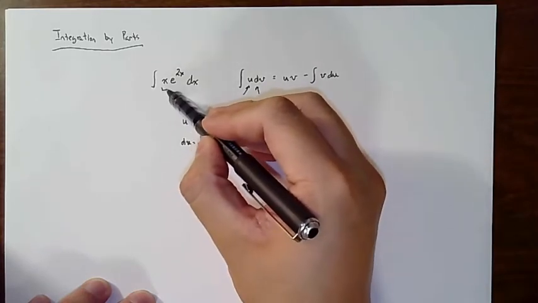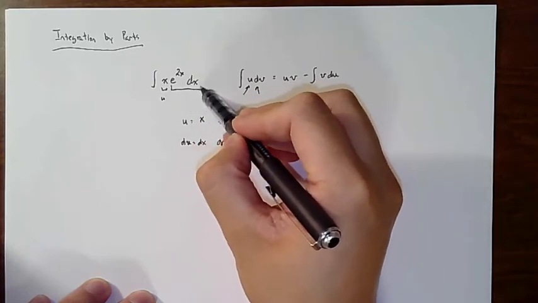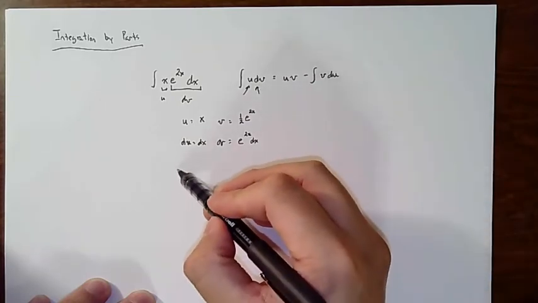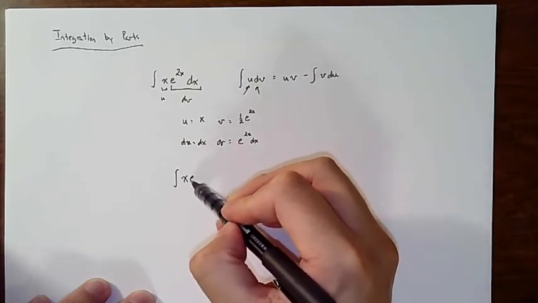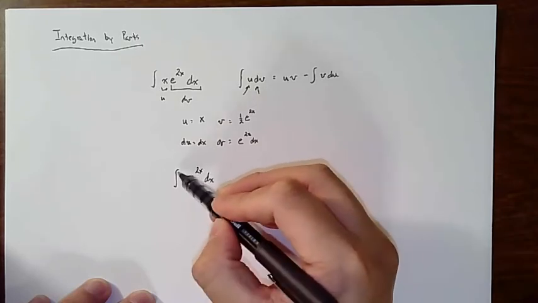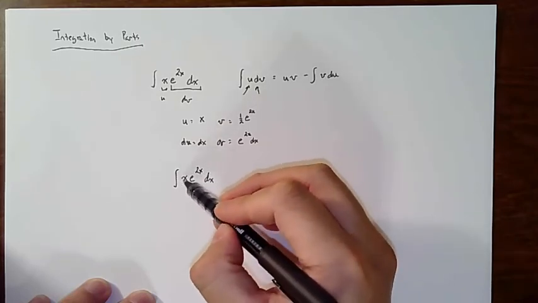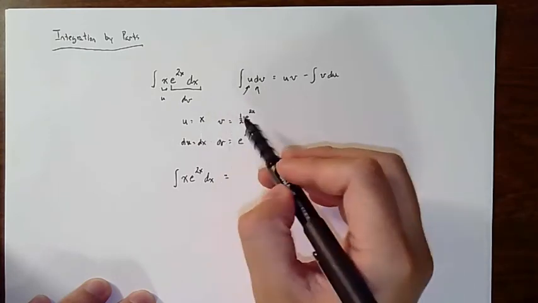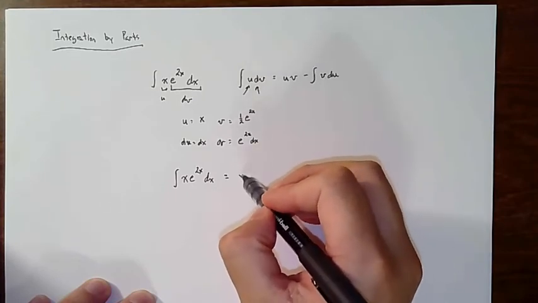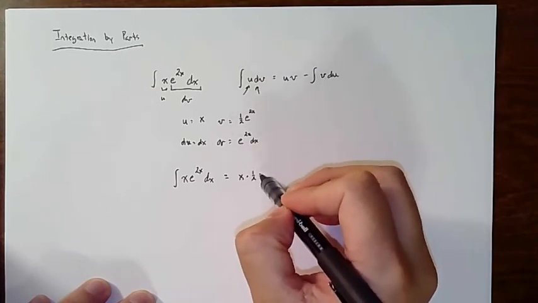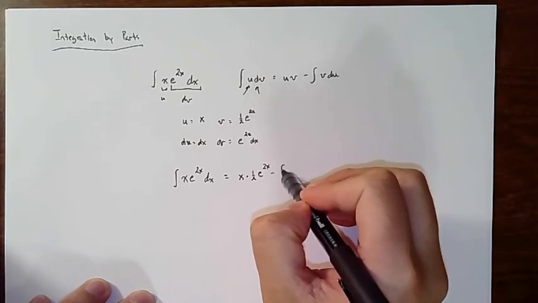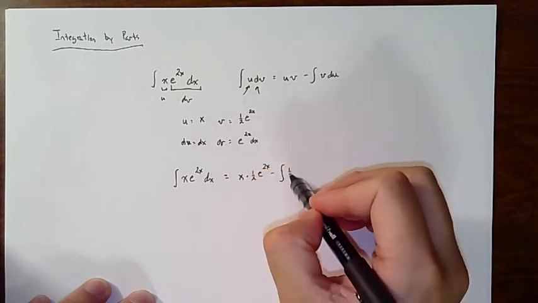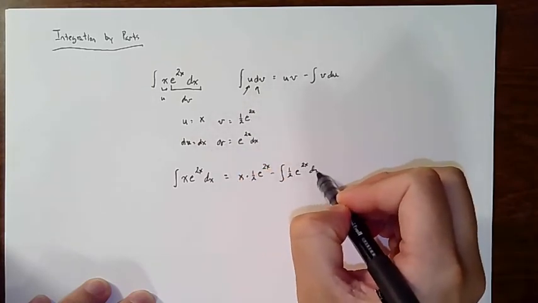So we had u here and dv here. And now we just apply this formula. So this integral that we're trying to calculate, integral of x e to the 2x dx, or integral of u dv, is equal to uv, which is x times 1/2 e to the 2x, right, minus the integral of v du, which is this times this. So 1/2 e to the 2x dx.